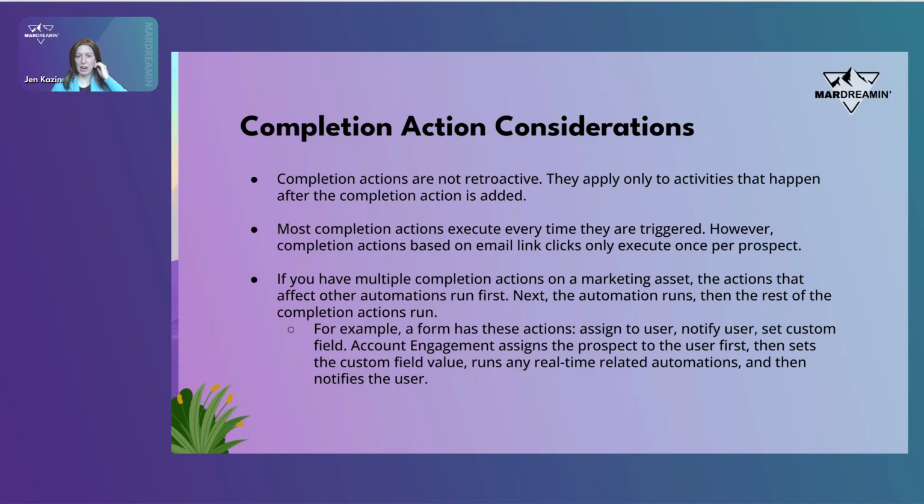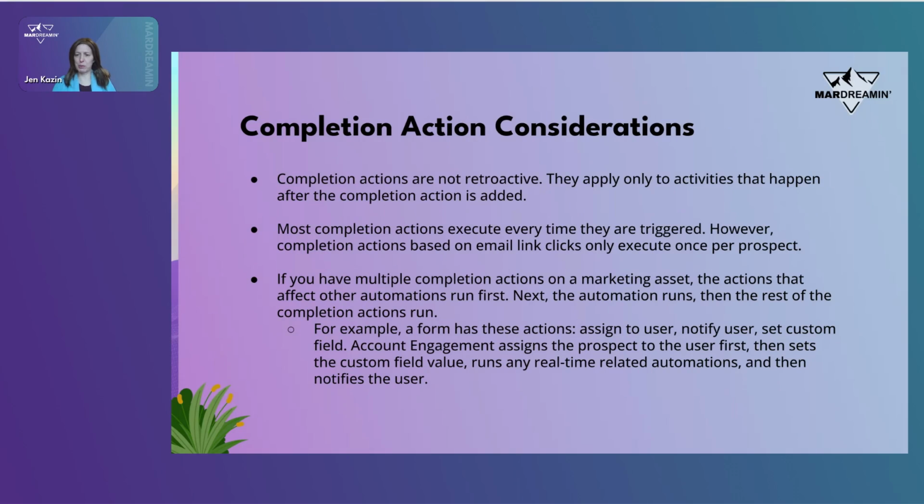If you went back into the form and now added a completion action for a registration, and you missed 38 names, you'd have to find some other way to add them, because completion actions, once they're set, only move forward. It's only actions that happen after the completion action is added. Most completion actions execute every time they're triggered. However, completion actions based on email link clicks only execute once per prospect. And if you have multiple completion actions, the system is smart enough to know generally which ones need to run in the correct order.